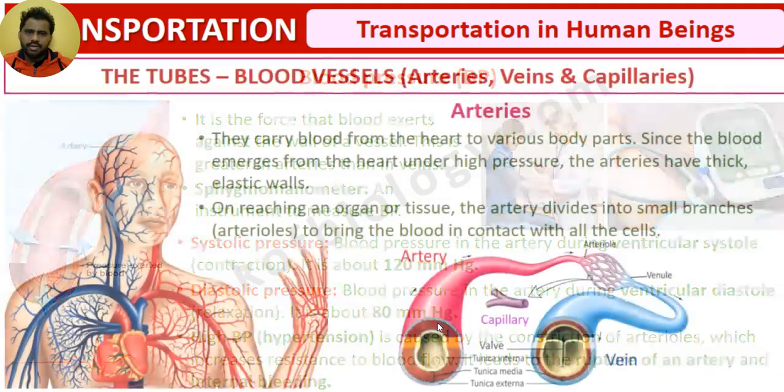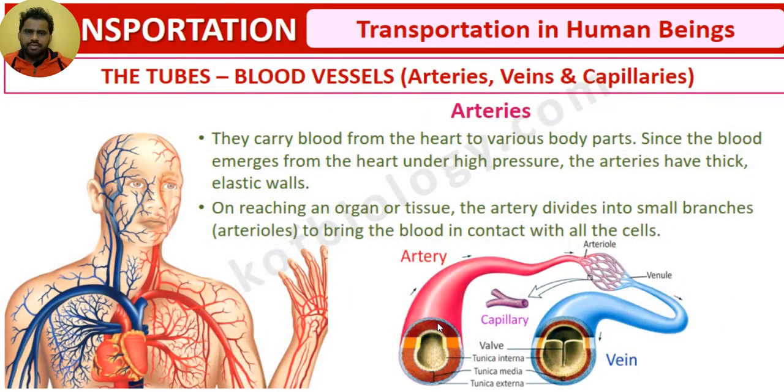Now let's go ahead. The tubes: blood vessels, arteries, veins, and capillaries. We'll learn more about these in depth. What is an artery? The artery is the red one. They carry blood from the heart to various body parts. So the artery carries the oxygenated blood from the heart to various other body parts. That's the function of the artery, the red one. So they are doing a fantastic job of carrying the blood from the heart to the various body parts.